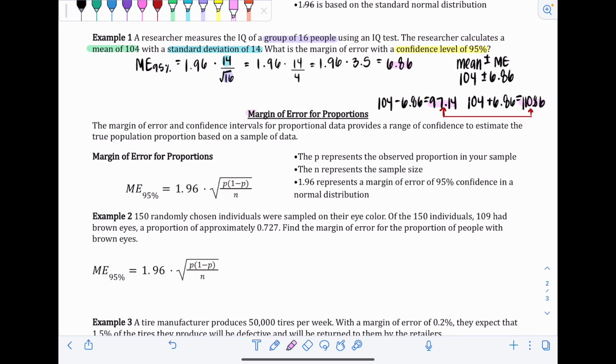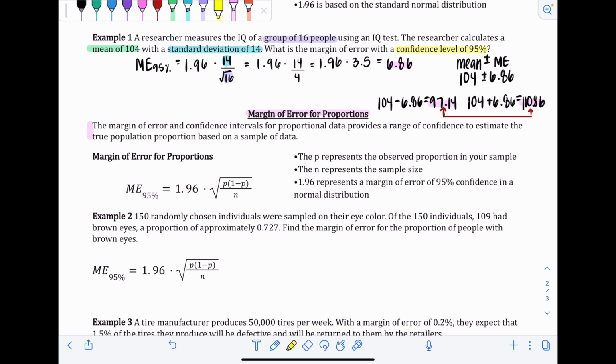Okay, moving down to margin of error for proportions. So the margin of error and confidence interval for proportional data provides a range of confidence to estimate the true population proportion based on the sample data. So this is just for proportions as opposed to the sample mean.